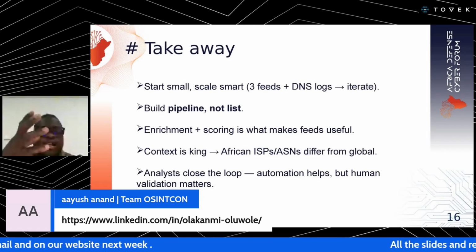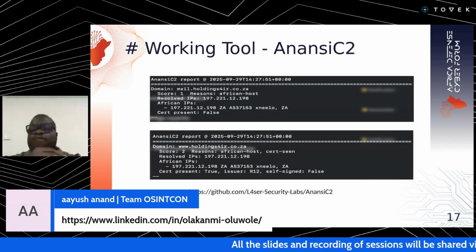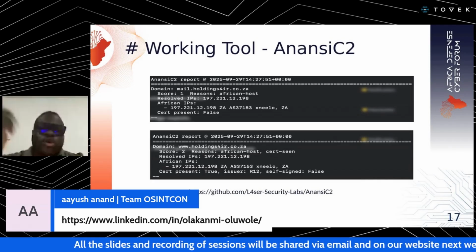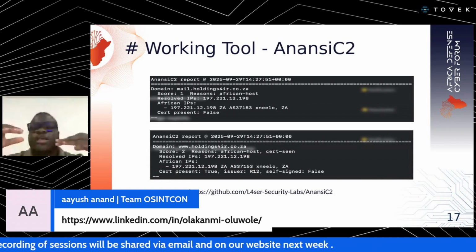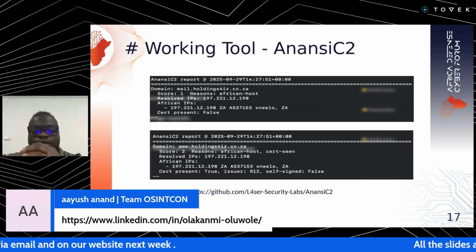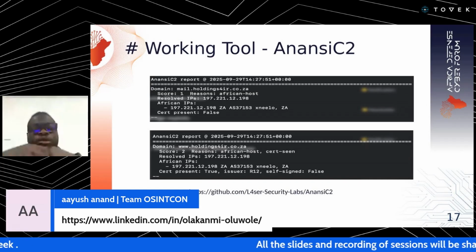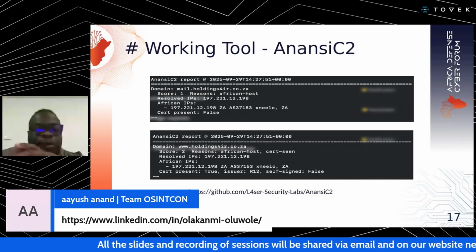Internally, you can do it in a region. Your context really matters in this scenario. So there's a sample working prototype that I built with a basic baseline in terms of scoring. I called it Anansi C2. It's still a work in progress, but it's going to be pushed to GitHub under the link that you can see.